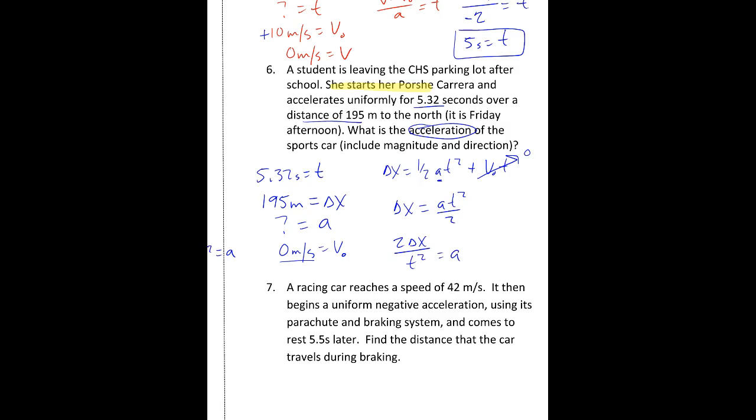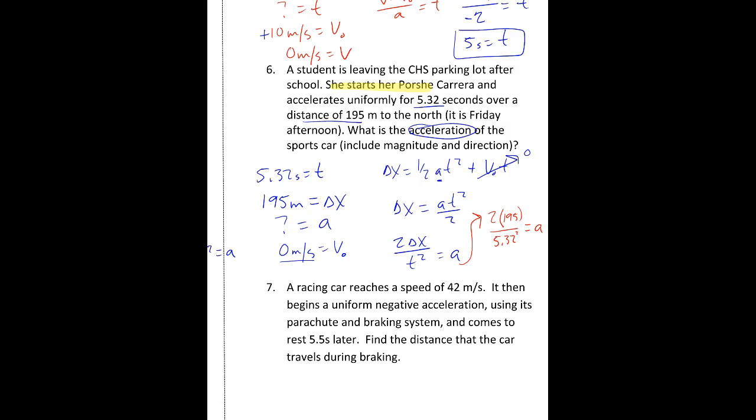Now I'm going to plug in my numbers. So I'll change colors and plug in my numbers. 2 times my delta x, which is 195, divided by my t, and then I have to square that, and that is going to be equal to my acceleration. So I'm going to punch that into the calculator. 2 times 195 equals 390 divided by 5.32 squared gives me a final answer of 13.7797.